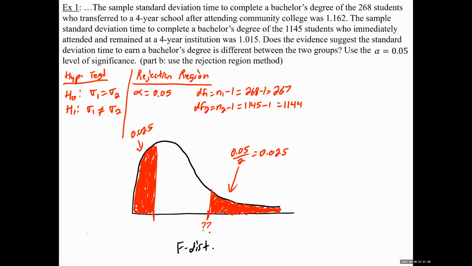Now, when you download the F table from my website, there are 4 pages. The first thing you have to do is decide which page you have to use, and it all depends on your degrees of freedom. So our DF1 is 267, our DF2 is 1144. Let's go ahead and take a look at the F table.